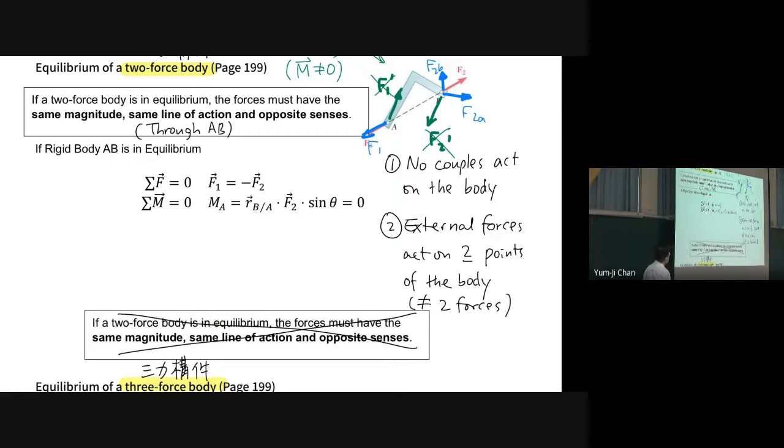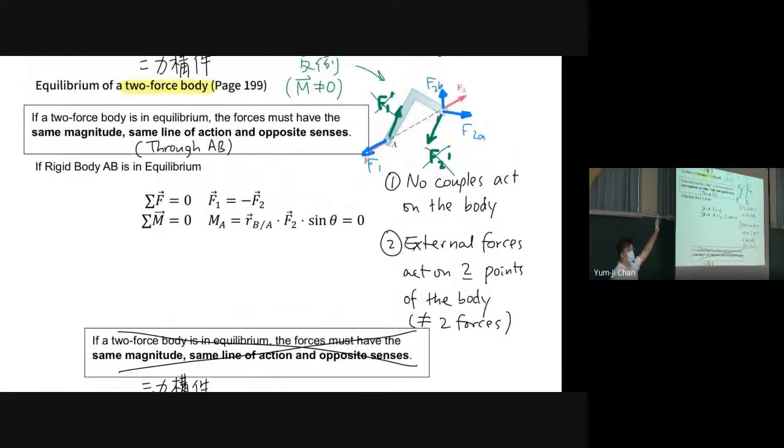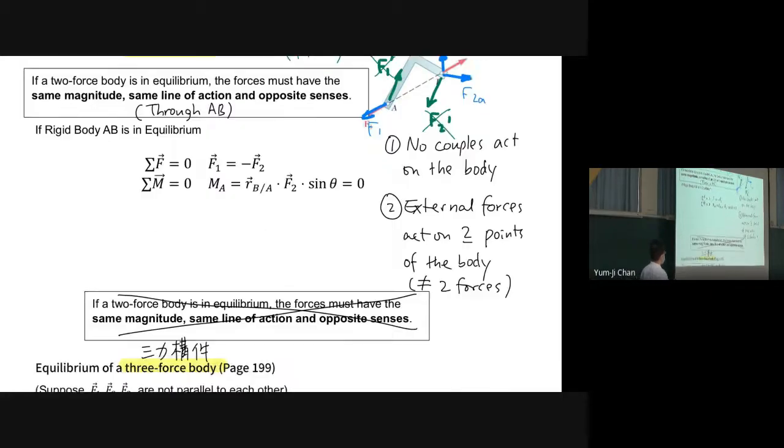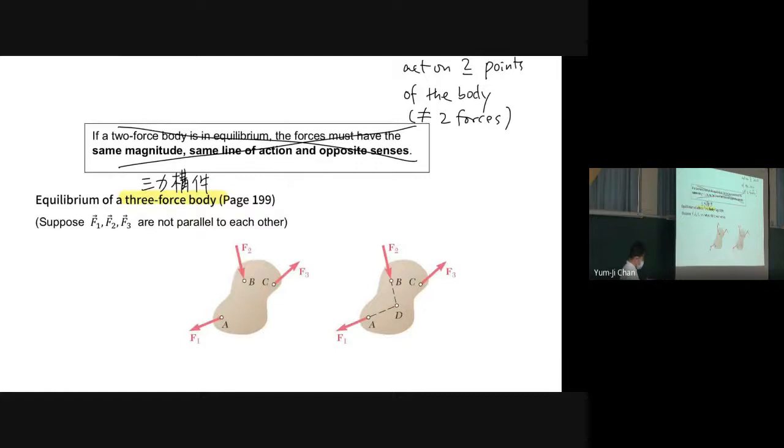And now we come to three force bodies. Does anybody want some more time to write that down? I suppose it's okay. So we come to three force bodies, and suppose F1, F2, and F3 are not parallel to each other. I think that is true in most cases. So we have something like this.